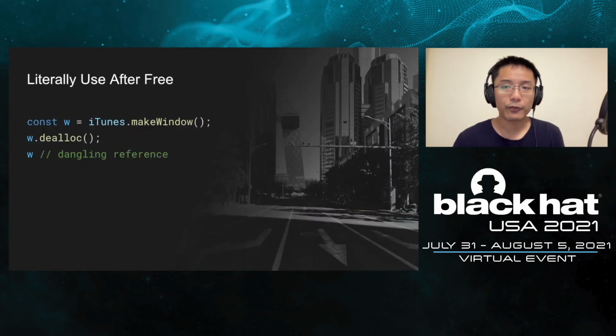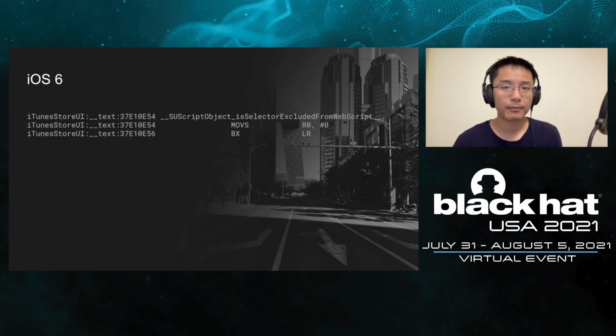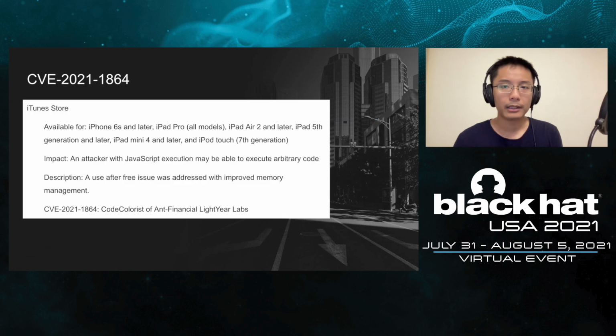Now it's literally free, then use. It should crash on a message sent immediately with an invalid object pointer, showing that it's a use after free. By the way, this is what it looked like on iOS 6 when it was first introduced. This was assigned CVE-2021-1864.